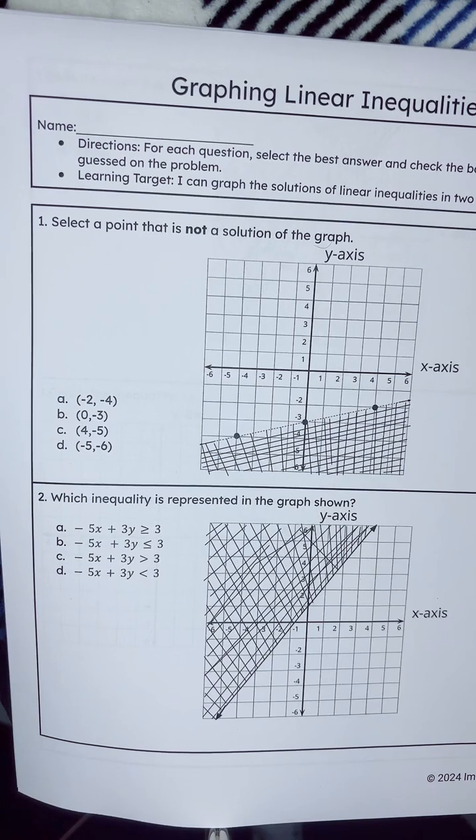All right, so number 1 says select a point that is not a solution of the graph. So put your answers in the chat. What do you guys say number 1 is? We're looking for a point that is not a solution on the graph. So what's a point that's not? Is it A, B, C, or D? What do you guys say for number 1?